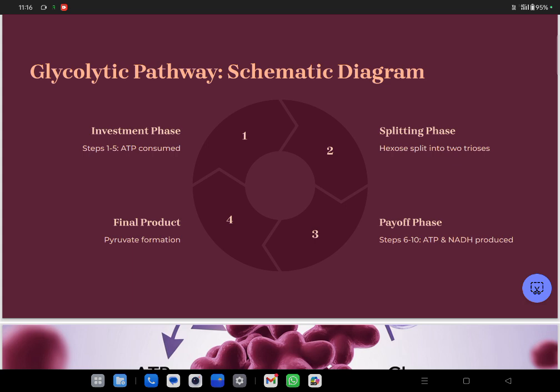So from one glucose you get two glyceraldehyde 3 phosphates eventually. Now you have invested, you have split. Now is the payoff phase from steps 6 to 10, where ATP and NADH are produced, and the final product is pyruvate formation.